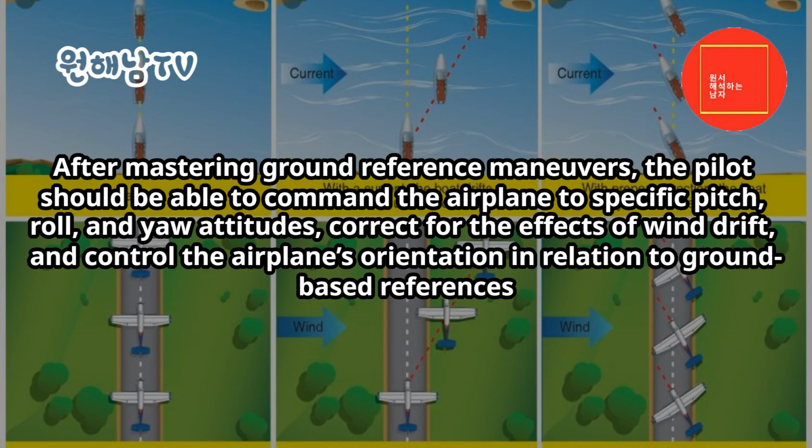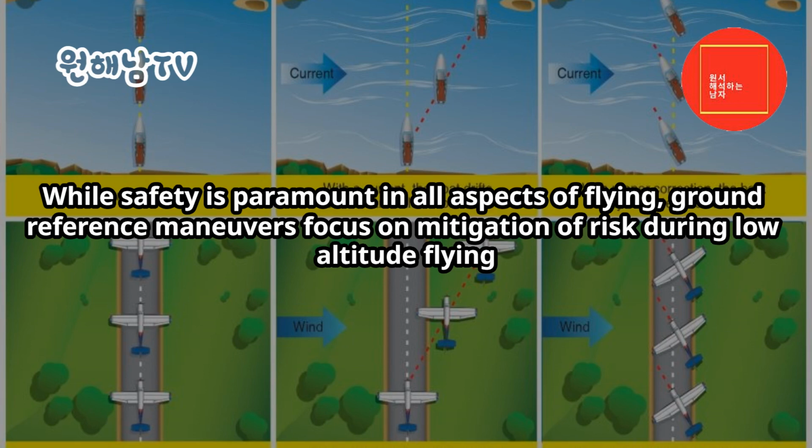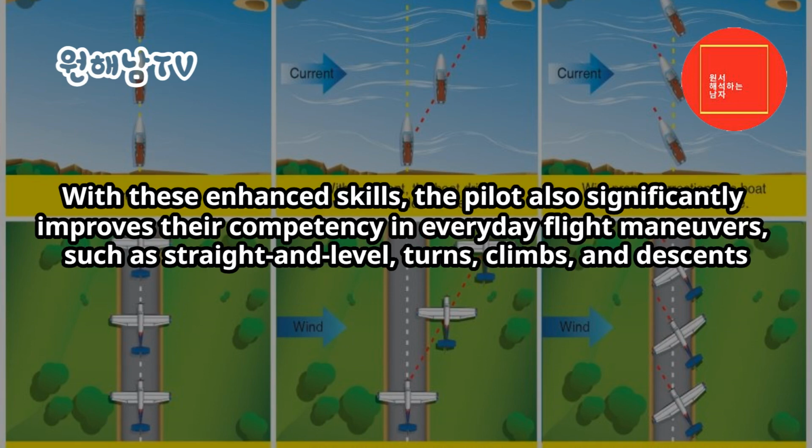After mastering ground reference maneuvers, the pilot should be able to command the airplane to specific pitch, roll, and yaw attitudes, correct for the effects of wind drift, and control the airplane's orientation in relation to ground-based references. While safety is paramount in all aspects of flying, ground reference maneuvers focus on mitigation of risk during low-altitude flying. With these enhanced skills, the pilot also significantly improves their competency in everyday flight maneuvers such as straight and level, turns, climbs, and descents.